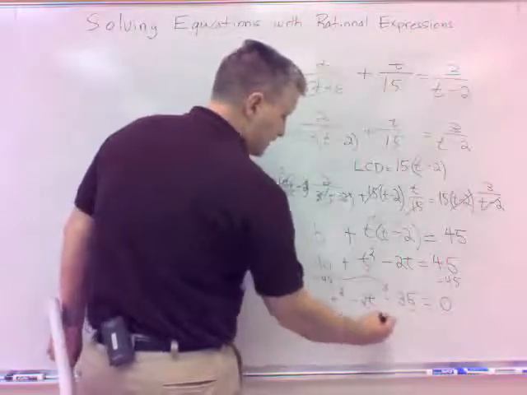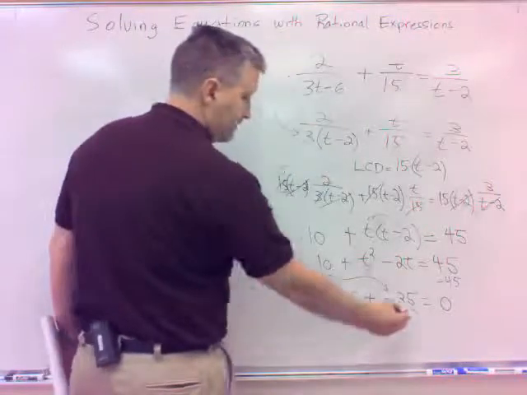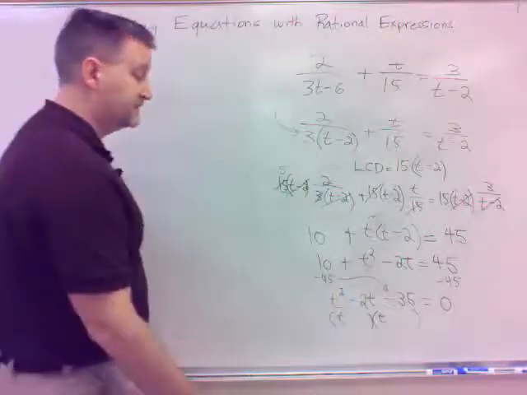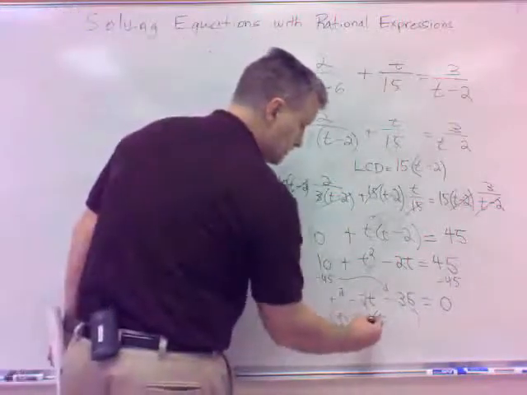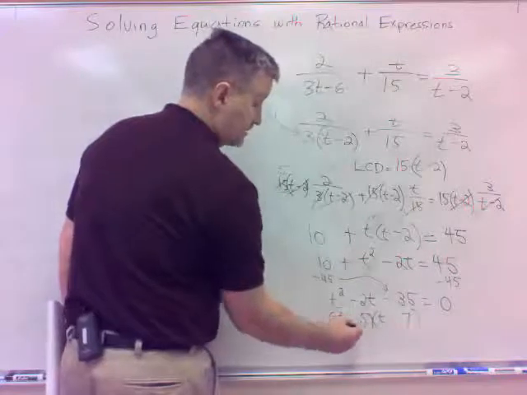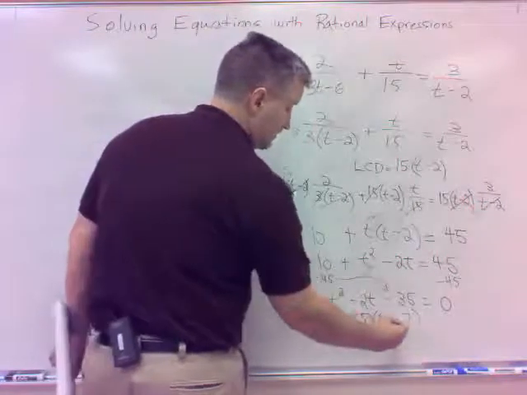T squared, so that'd be t here, t there. Minus 35, minus 2 in the middle. 5 and 7 would work because I can get minus 2 out of that if I do a positive 5 and a negative 7.